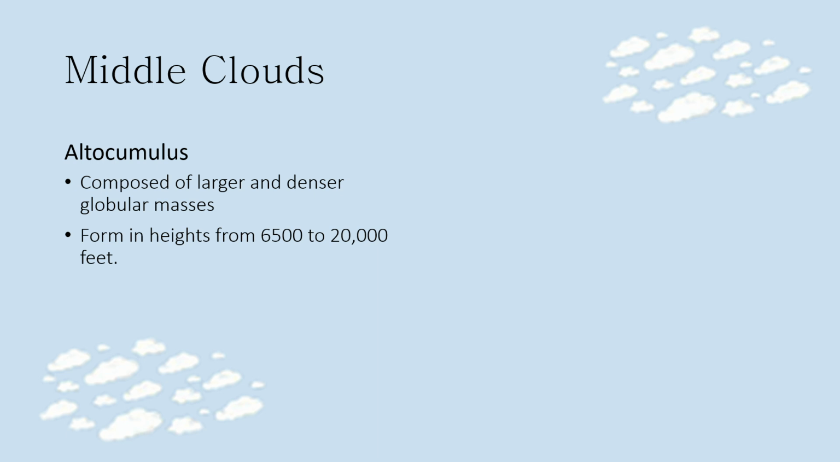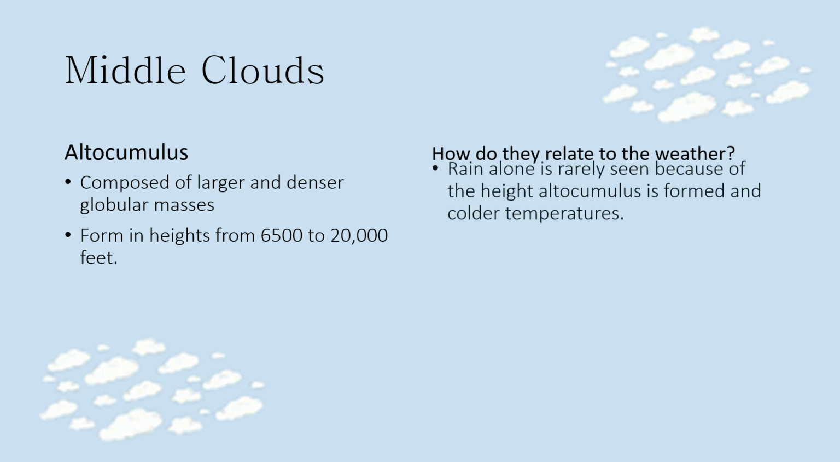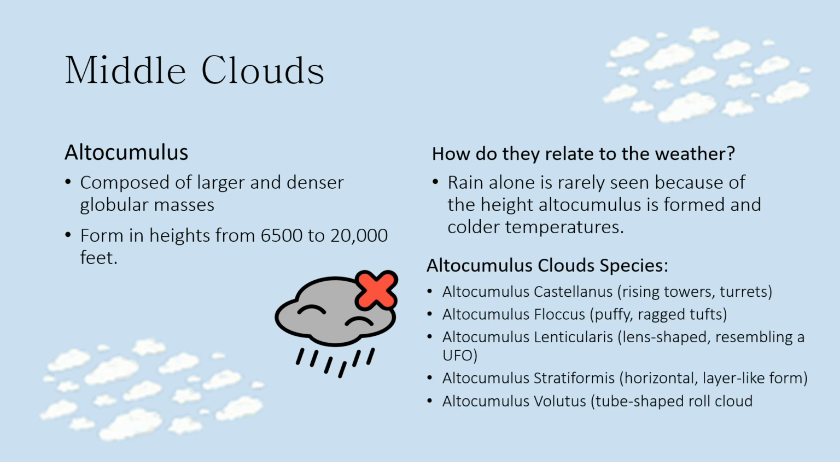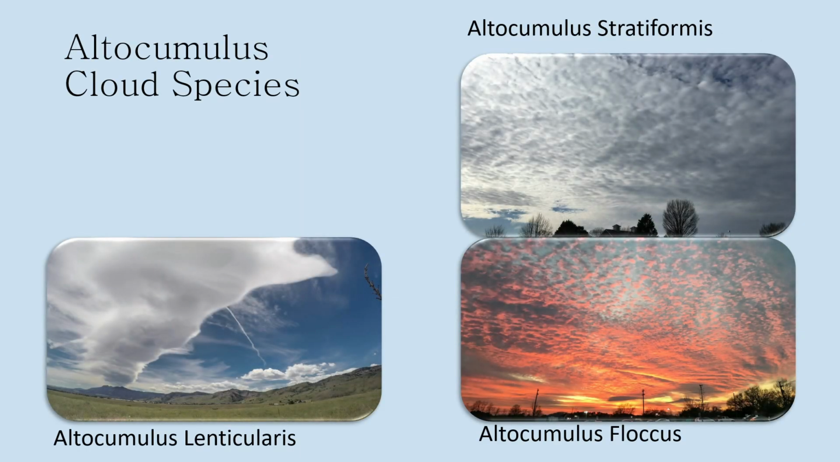Continuing with middle clouds are the altocumulus clouds. These clouds are bigger individual cells shown in patches or may align in rows. When it comes to weather, rain from altocumulus is rare because it often does not reach the ground. Although when altocumulus is with other clouds, rain is produced. Altocumulus has many features, and so they have different cloud species, such as altocumulus castellatus, altocumulus floccus, altocumulus lenticularis, altocumulus stratiformis, altocumulus volutus. Here are altocumulus cloud species captured on camera.